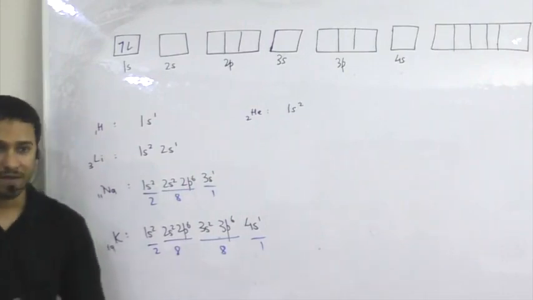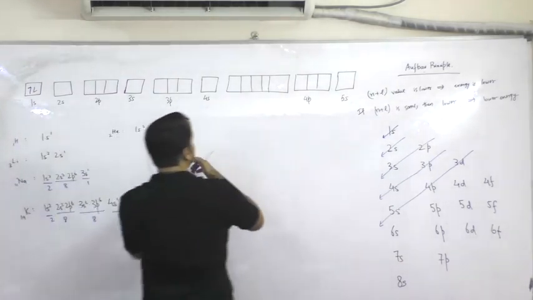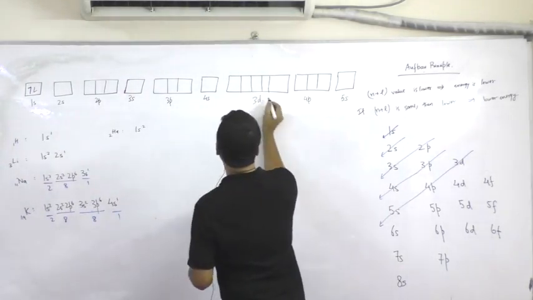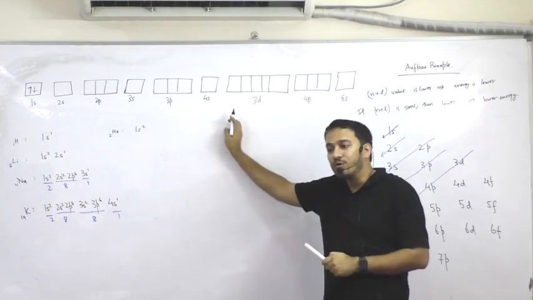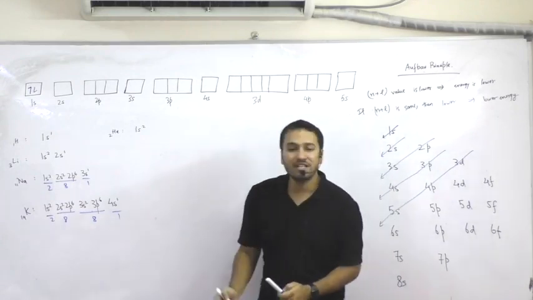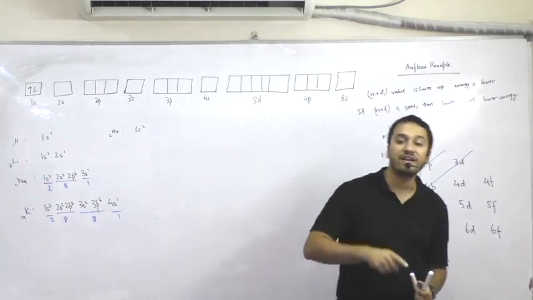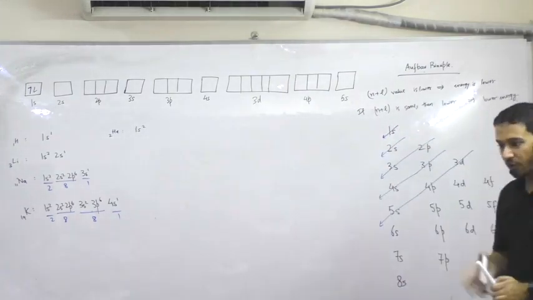Now you know why. Because before the third orbit is filled completely, I must fill electrons in 4s. Only then will I go to 3d. So potassium is not 289, it is 2881. Now you understand why.